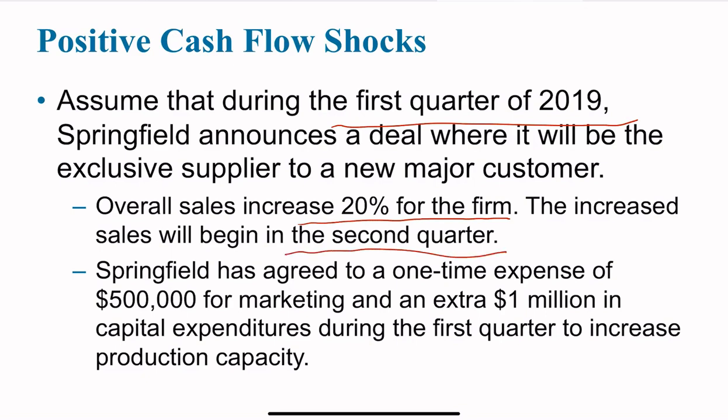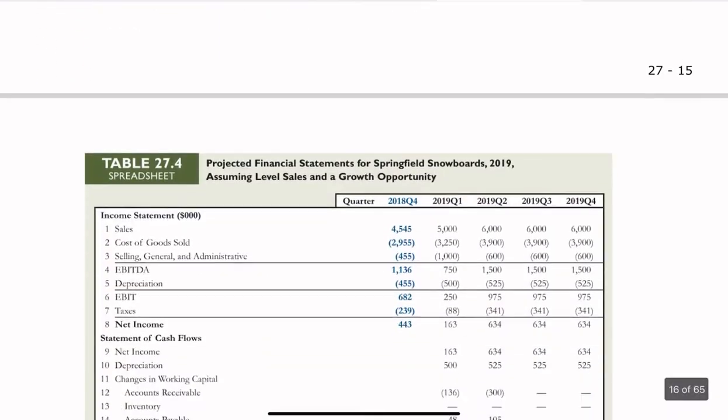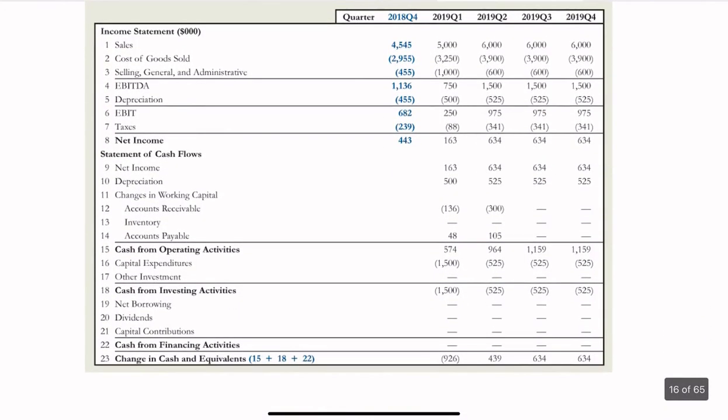Now, because the firm will have a larger sale in the future, maybe the firm will want to spend some extra money for marketing, right? So let's say we assume the firm will spend a one-time expense of $500,000 for marketing and an extra $1 million in capex, because to meet higher demand in Q2, the firm needs to increase its production capacity. Okay, now let's see how the firm's cash flows will be affected.